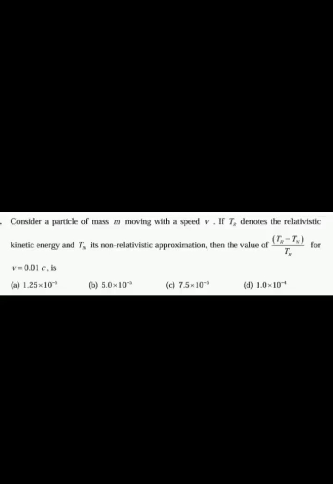The next question is, consider a particle of mass m moving with the speed v. If Tr denotes the relativistic kinetic energy and Tn is the non-relativistic approximation, then the value of (Tr minus Tn) by Tr for v equal to 0.01c is dash.